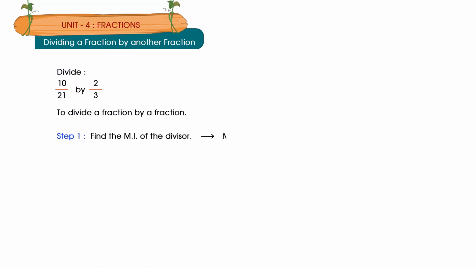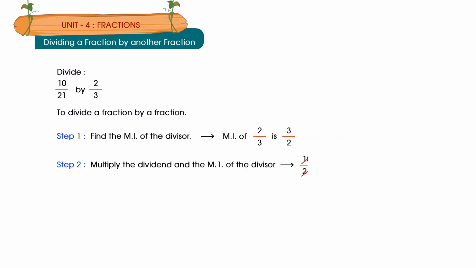Dividing a fraction by another fraction. Divide 10/21 by 2/3. To divide a fraction by a fraction, step 1. Find the MI of the divisor. MI of 2/3 is 3/2. Step 2. Multiply the dividend and the MI of the divisor. 10/21 × 3/2 = 5/7. Step 3. Simplify. 5/7.